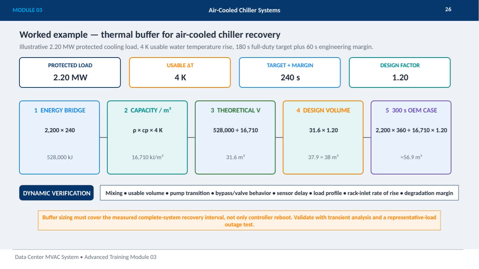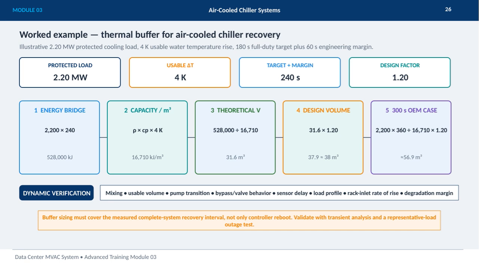Here, we're working through a detailed example of sizing a thermal buffer for air-cooled chiller recovery in a data center MVAC system. The protected cooling load is 20 megawatts with a usable water temperature rise of 4 Kelvin. We have a full-duty recovery target of 180 seconds plus an additional 60 seconds engineering margin, totaling 240 seconds.